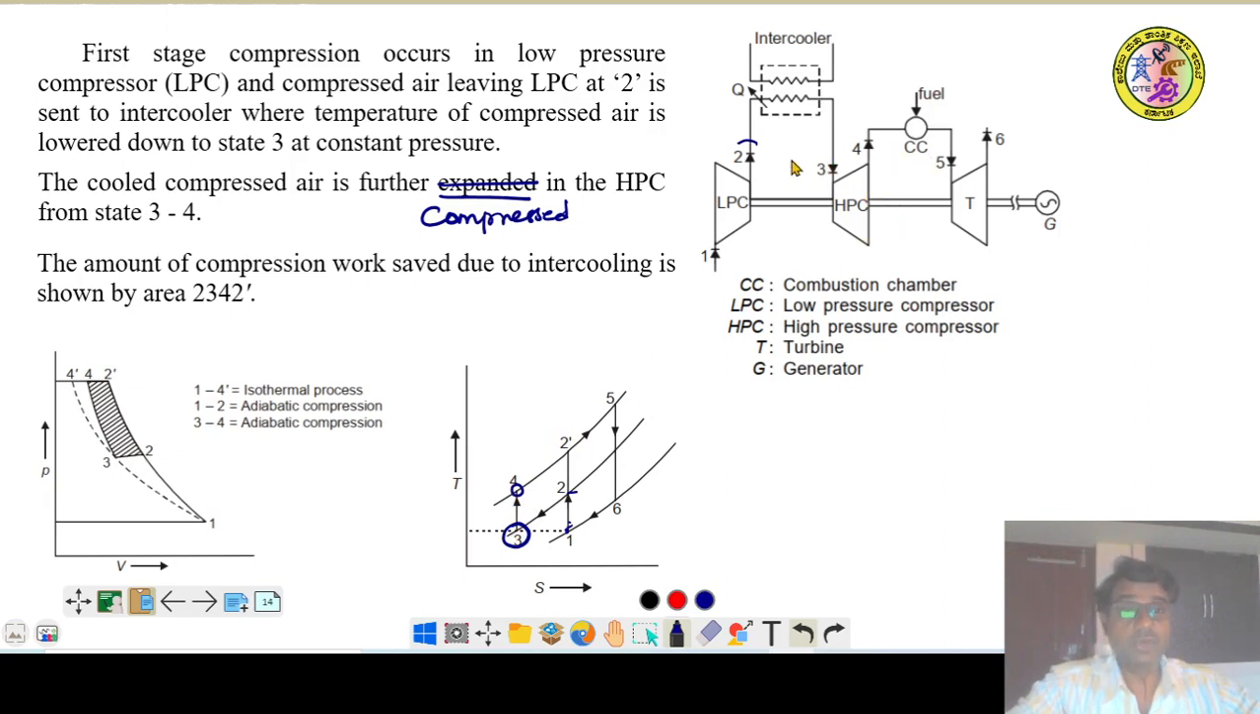added and the heat is going to be increased and the pressure is going to be increased. From 5 to 6, the expansion takes place. So this is the expansion process, and 4 to 5 is the combustion process.